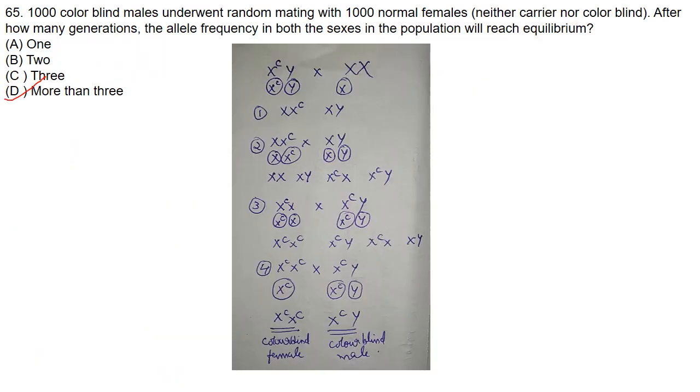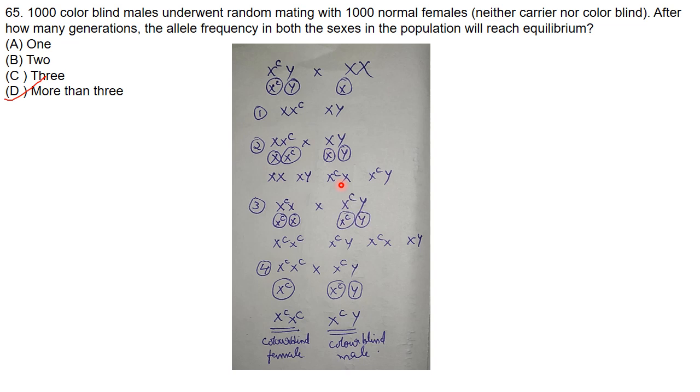Then 1,000 colorblind males underwent random mating with 1,000 normal females, neither carrier nor colorblind. After how many generations will the allele frequency in both the sexes in the population reach equilibrium? So these are the males and these are the females. This is the first generation. Now they undergo crossing. So there is a carrier female and a normal male, and they will produce progenies.